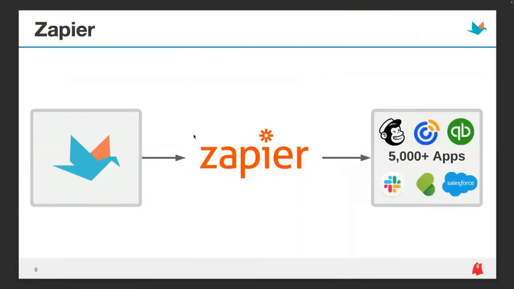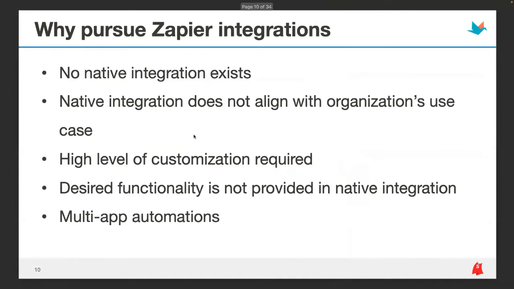Now, you may be wondering why or when to pursue a custom integration using Zapier instead of a native integration. We see organizations pursue a custom Zapier integration when no native integration exists. Maybe it doesn't align with their organization's use case, or they have a higher level of customization needed. Maybe the desired functionality is not provided in a native integration. Or it could be that they want to link multiple applications together in a single automation.